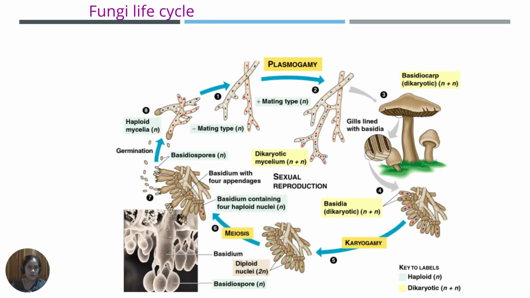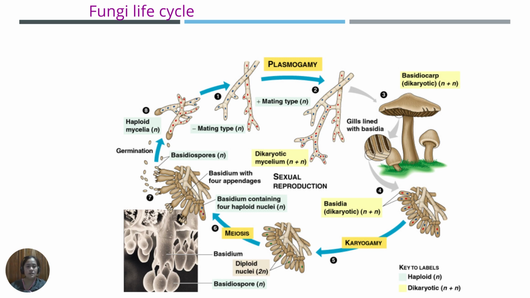The fungi life cycle. Okay, so number 1 dito is yung mating type haploid mycelia. Number 2 is plasmogamy. Then, number 3 is the gills lined with basidia. Ayan na siya. Number 4 is the basidia. Andito na nagsisimula yung tinatawag natin na karyogamy.